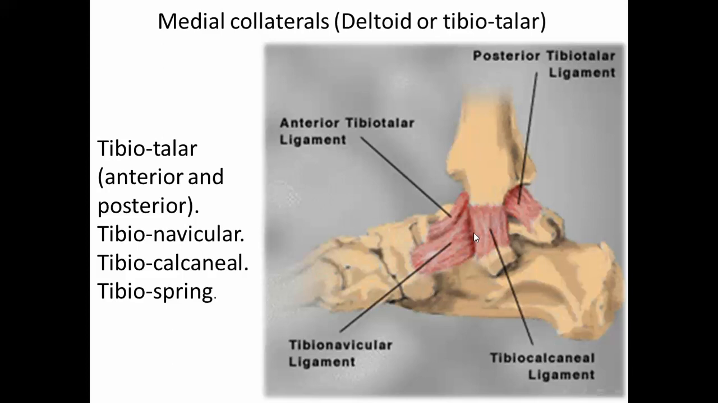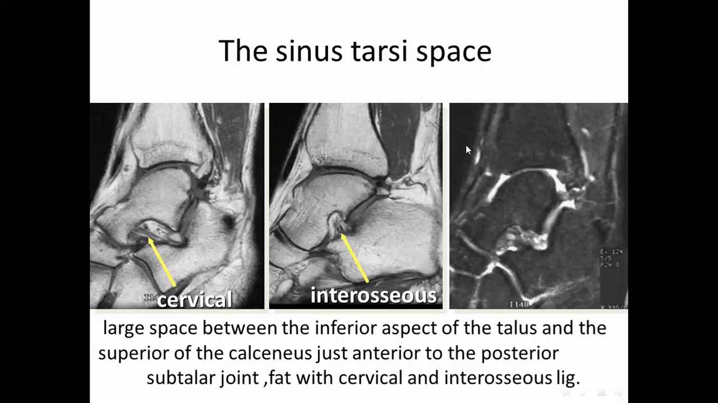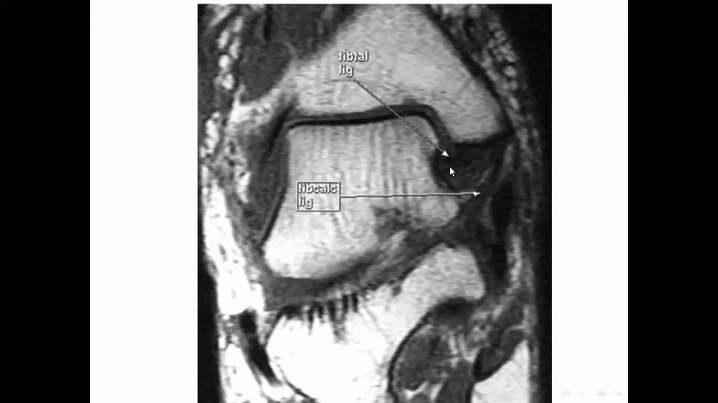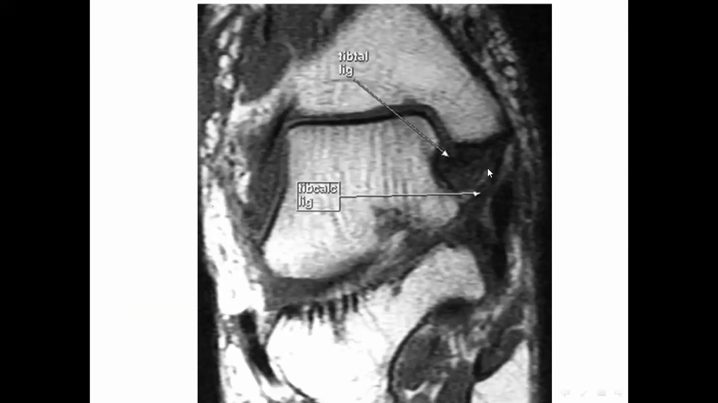It is a strong ligament. It's usually torn in fractures, in trauma. If this is the tibia, so between the tibia and the calcaneum, between the tibia and talus, these are the ligaments on the medial aspect, between the tibia and talus, between the tibia and calcaneum.